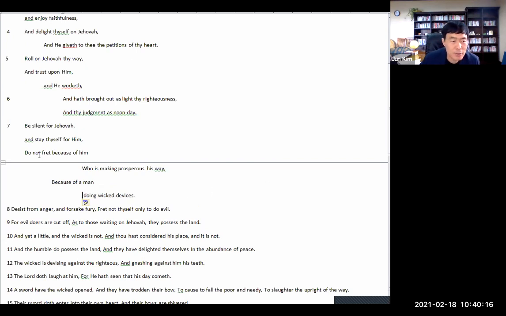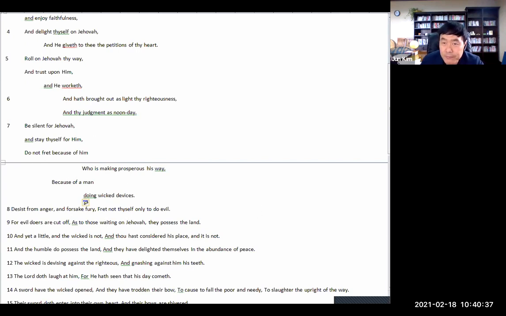Okay. So then you can see that "do not fret" is because of him. Who is he? Who is making his way prosperous? Do not fret because of a man who is doing wicked devices. I think it gives us a clear idea. Okay, you are becoming a great Hebrew scholar. Thank you. Okay, then let's move on.